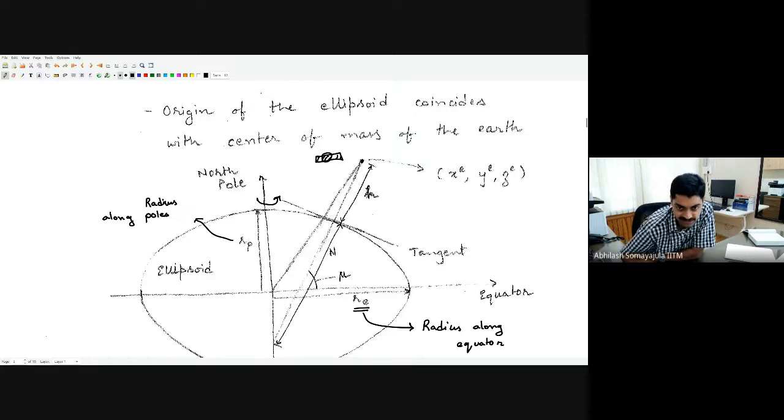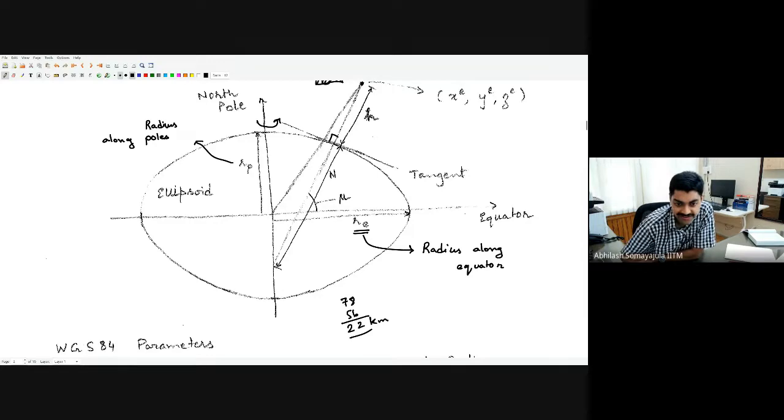Now I drop a perpendicular from that point to the tangent plane of interest to me. Okay, so I want to drop a line such that this angle is 90 degrees. The line from the point perpendicular to the tangent plane is the line that I'm interested in. And when I extend it further, you'll see that it doesn't necessarily intersect at the center of the Earth. Yes, sir. Okay, now I want to find out where this line intersects the vertical axis.